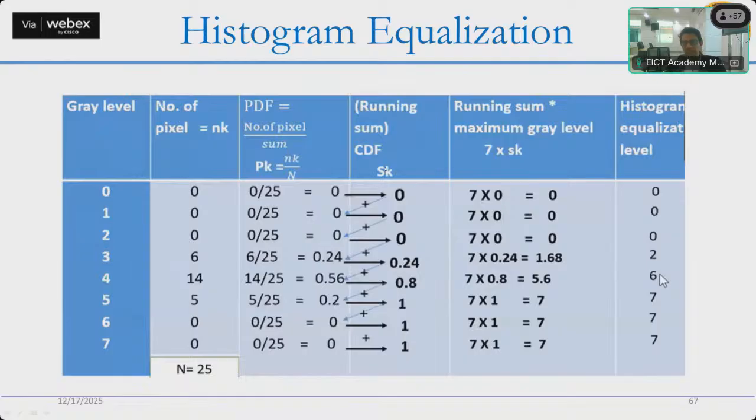Then what are we doing? Then from it, we are creating the cumulative distribution function. What do we mean by cumulative? In cumulative, see what they are showing.